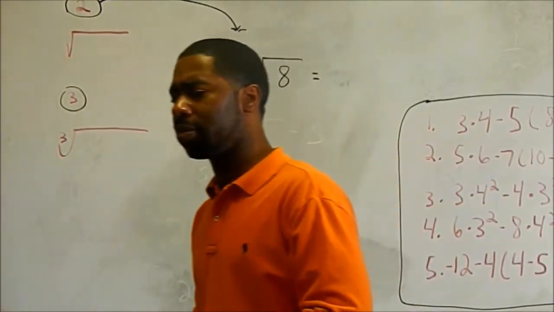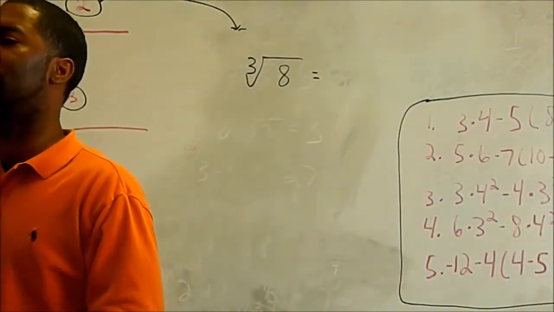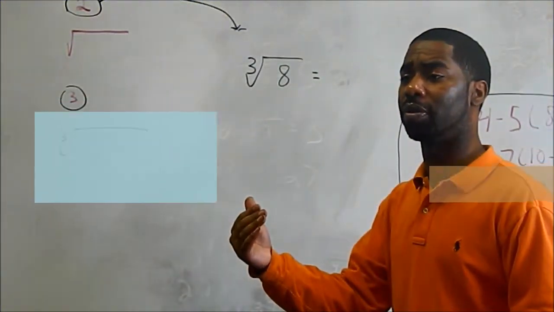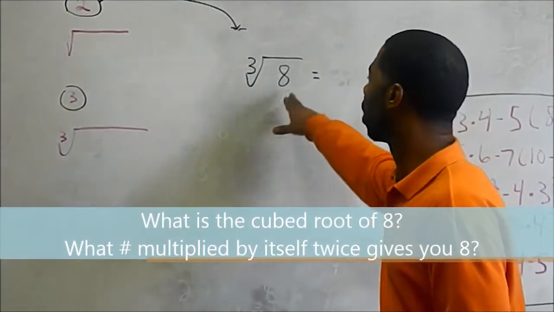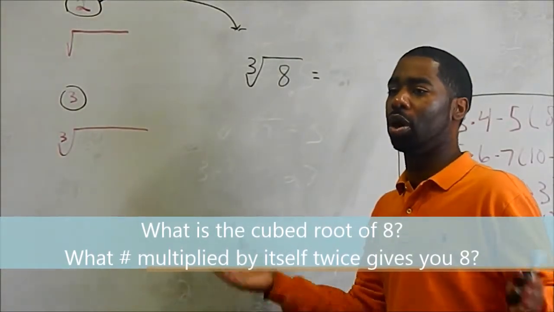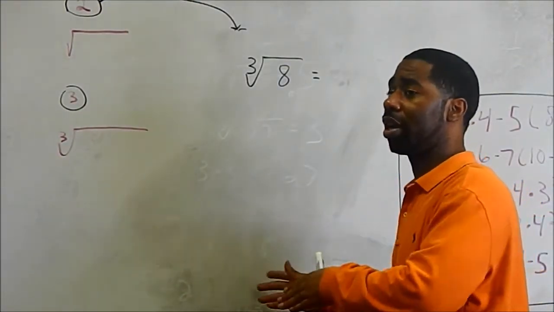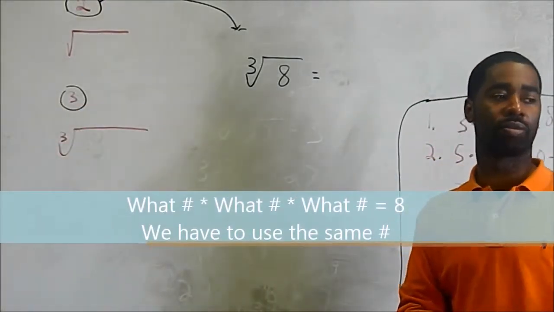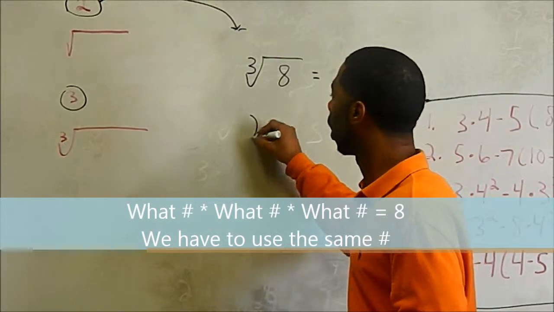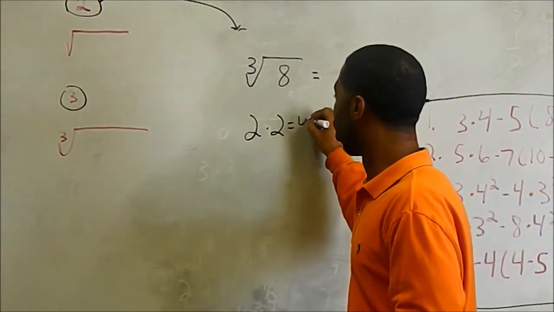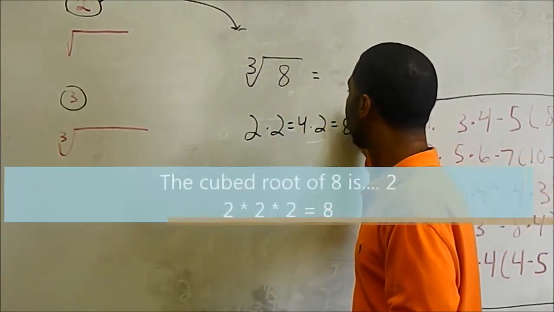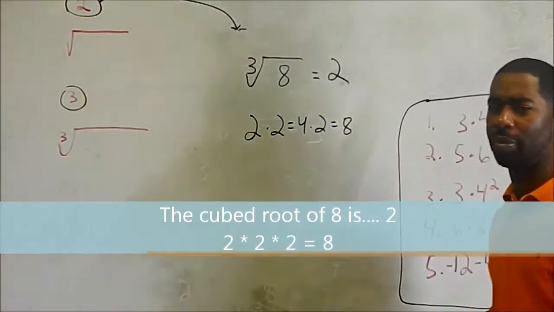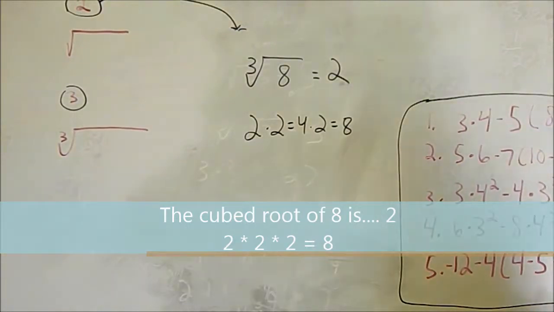And more than anything, you want to walk yourself through the process. Tell yourself, there's this number that when we multiply by itself 3 times, we get 8. Who is the number? What times what gives us 8? And we have to use the same number. Anybody have any ideas? 2. Because 2 times 2 is what? 4. 4 times 2? 8. So the cube root of 8 is what? 2. Does that make sense? Yeah. Okay.